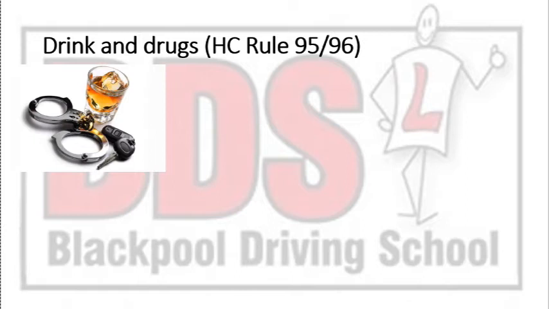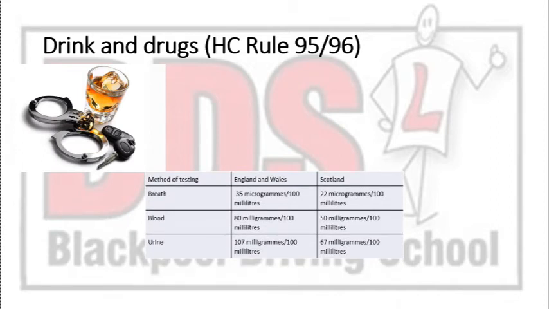There's some very clear information in the Highway Code, Rules 95 and 96, in relation to both drink and drugs. Put simply, do not drink and drive, as it will seriously affect your judgment and abilities. England and Wales have different limits to Scotland, as you can see there in the table. However, if you are caught and penalties are given, they apply throughout the whole of the UK, regardless of which category you were given the points under.